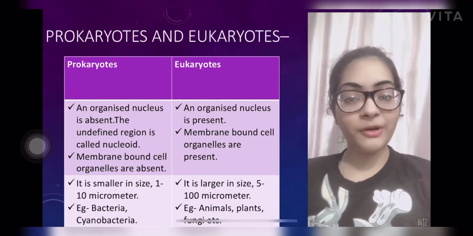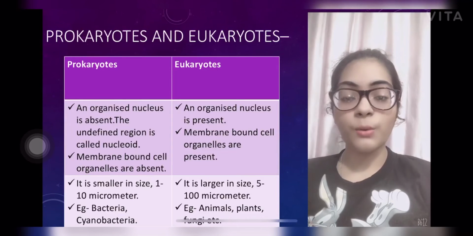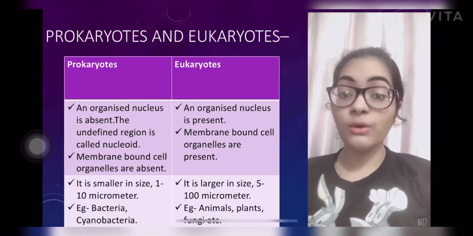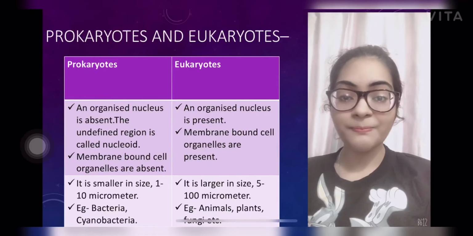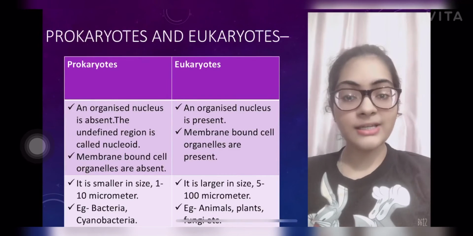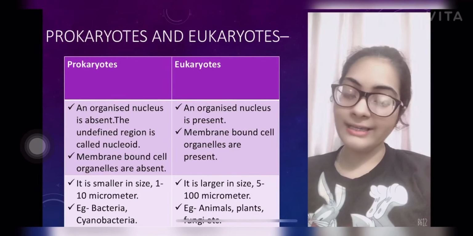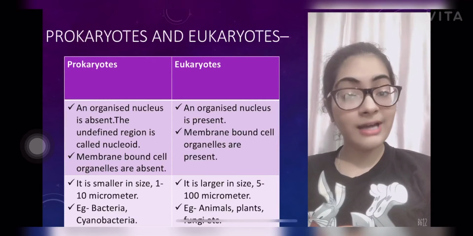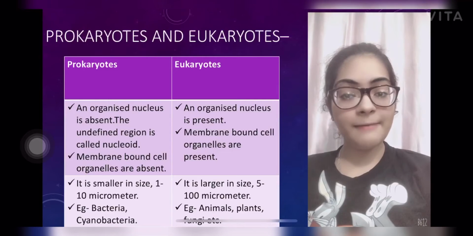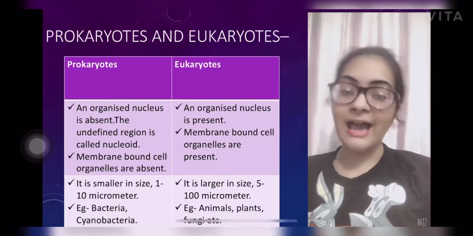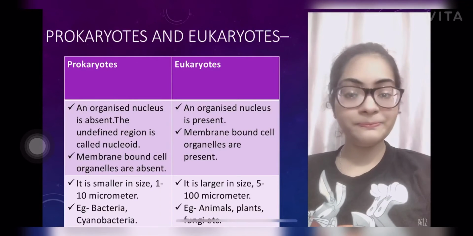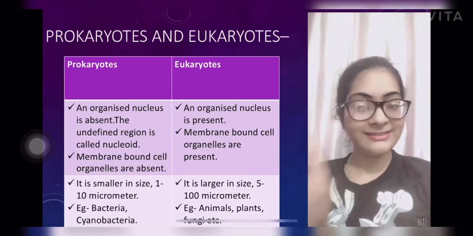Now the next point is examples. What are the examples of prokaryotes? Bacteria and cyanobacteria, which is also called blue-green algae. Mark a 2 star. Cyanobacteria is also called blue-green algae. Eukaryotes are modern cells. So what will be the example? Plants, animals, fungi, etc. Crystal clear? Perfect?